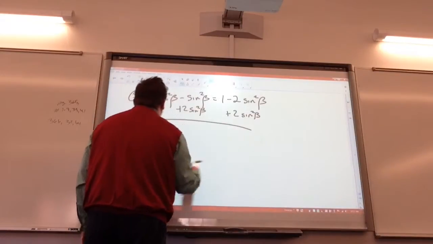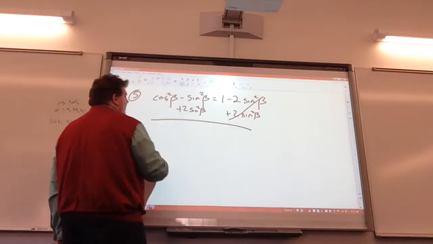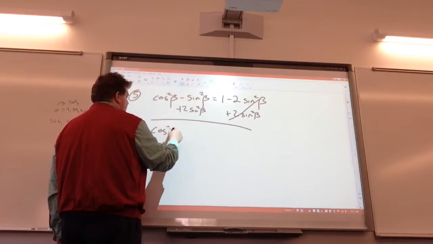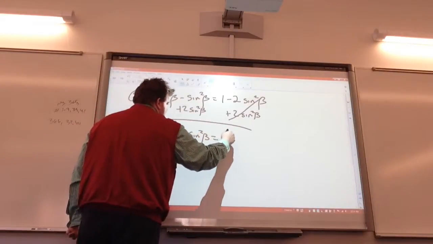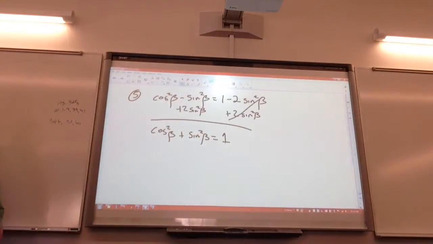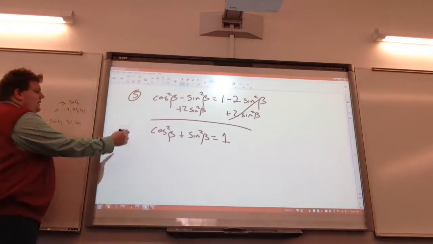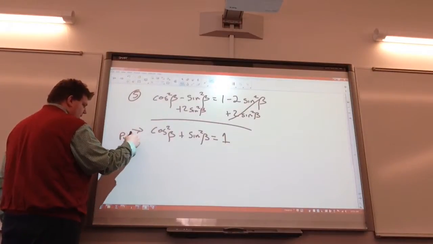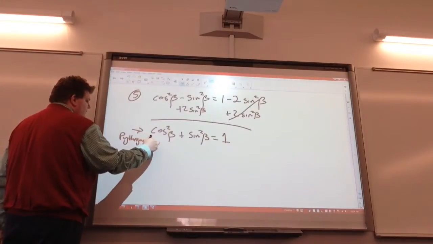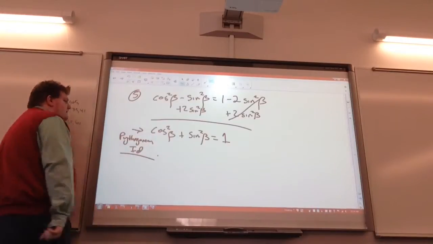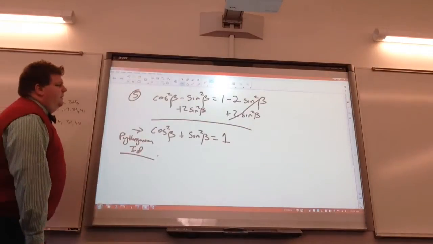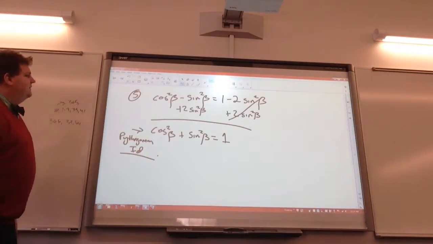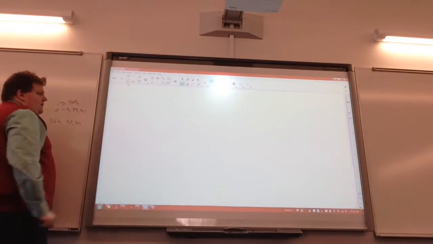Okay? And if I do that, those will go away, and over here I'm going to have the cosine squared of beta plus the sine squared of beta is equal to 1. Do I actually need to go any further than that? Nope, because this is just the Pythagorean identity at this point. So maybe just throw a note that it's actually the Pythagorean identity and get the idea. Again, shuffling things around.